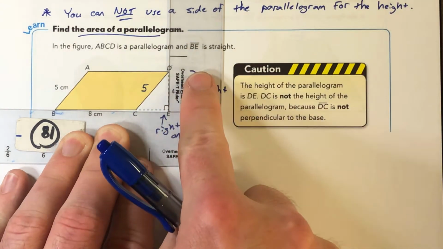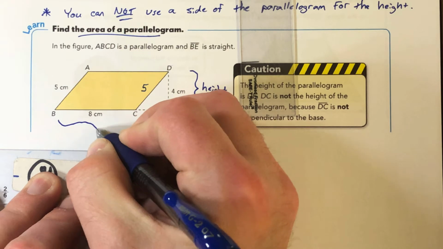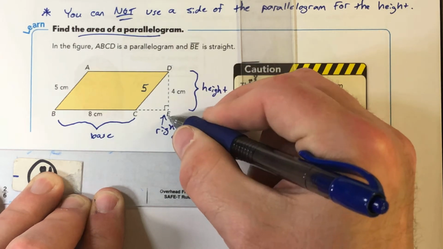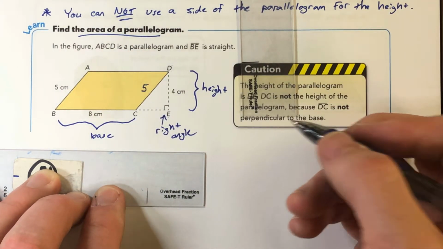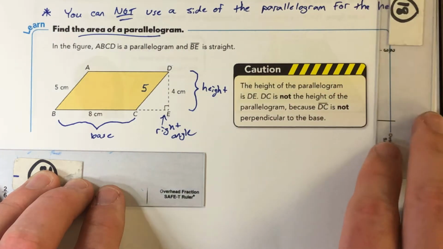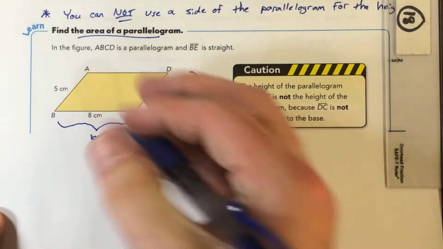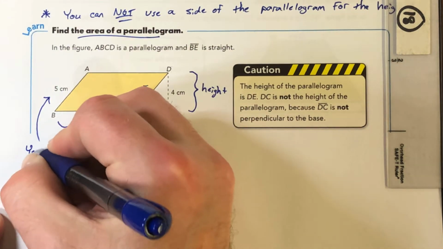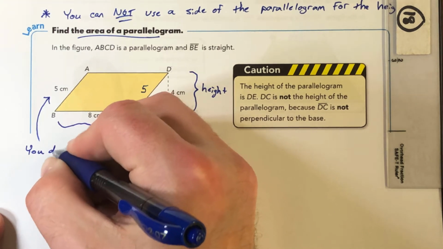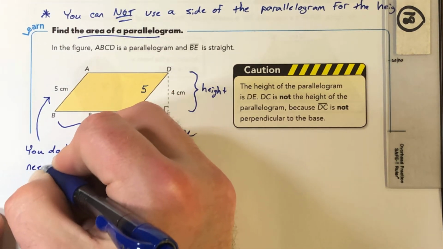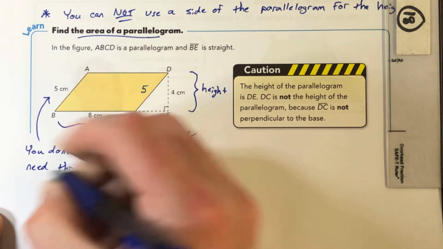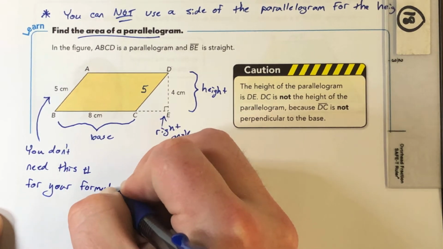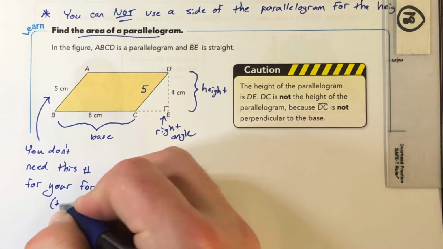So, what does that mean? That means line BC is going to be my base. Line DE is going to be my height. What is the 5? The 5 is useless. It's a trick number. It's just another dimension that is not necessary or useful in finding the area on this particular example. So, just a note, you don't need this number for your formula. It is essentially a trick on this example.